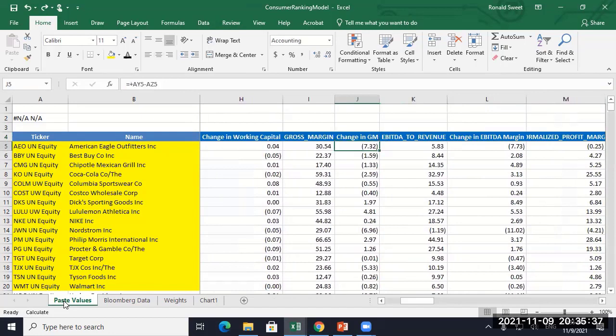So you can see here, change in gross margin. I had 2 columns to do that. I did it off on the right, so I only need 1 column here. It keeps it nice and clean.